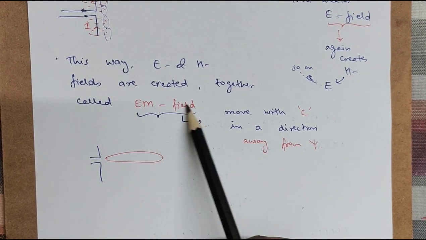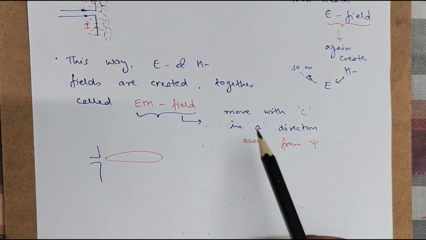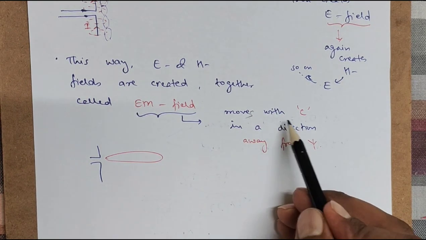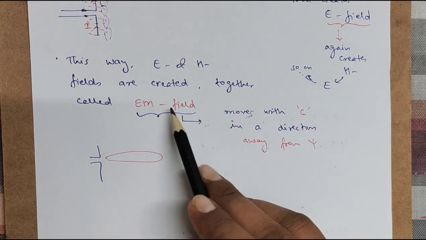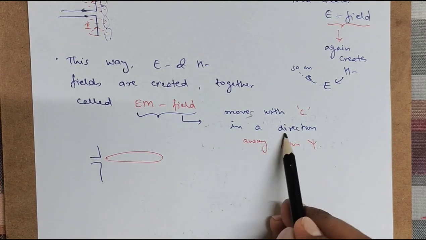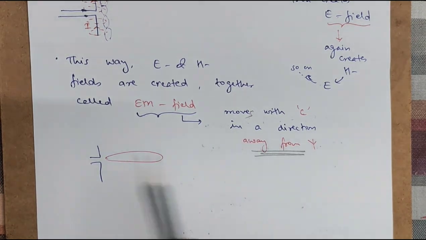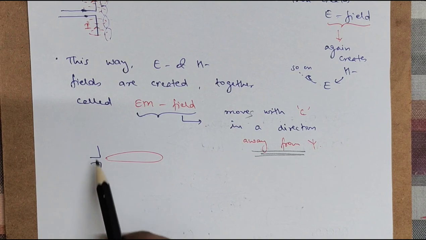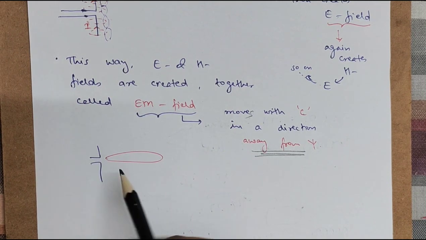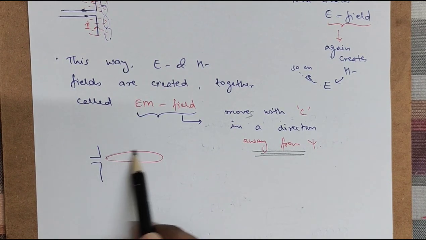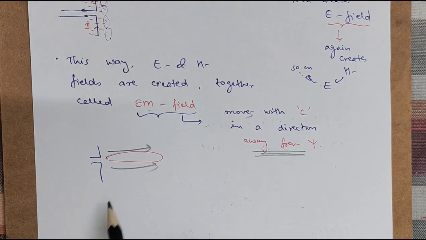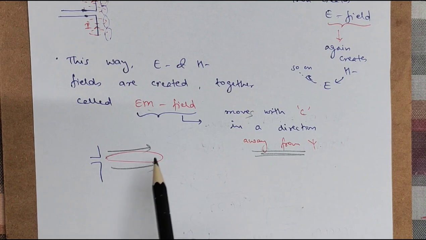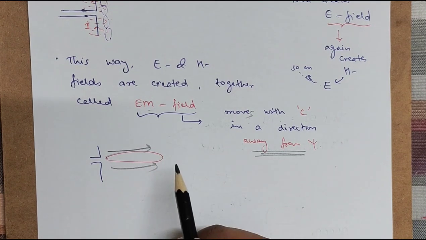This electromagnetic field moves with the velocity of light c, and what is c? 3 into 10 to the power of 8 meters per second. And in which direction does this electromagnetic field move? In a direction away from the antenna. So if my antenna is here, let's say a half-wave dipole antenna, my radiation will be in this direction. Radiation means electromagnetic field. So this is the antenna function.